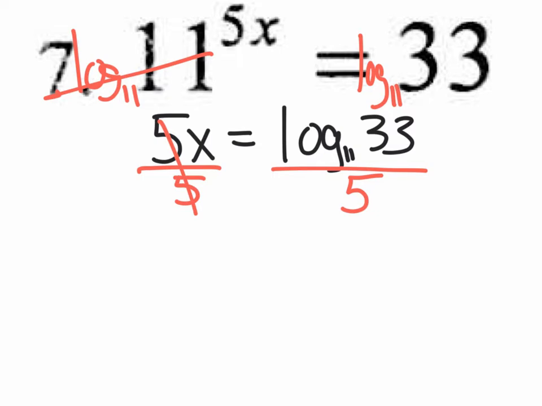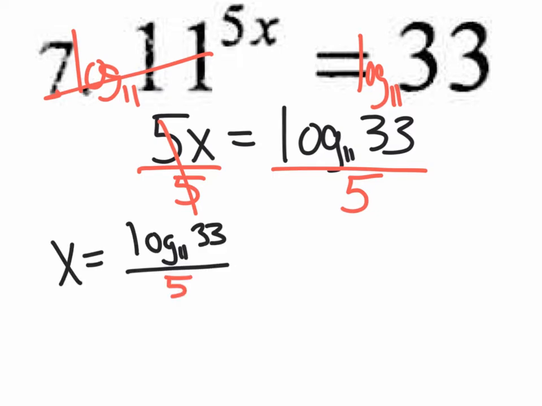Now, here is the problem. The problem is that I have my answer written as x equals log base 11 of 33 over 5. And you want to be able to identify what the actual value of x is, like as a decimal. So how the heck am I going to find out what log base 11 of 33 is? The calculator doesn't do base 11.